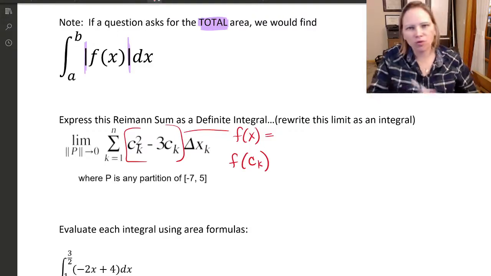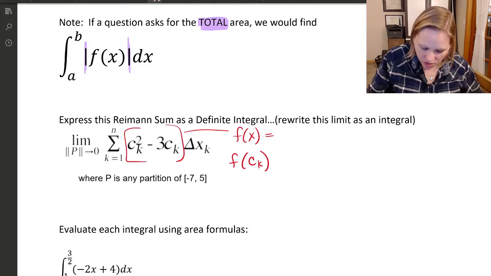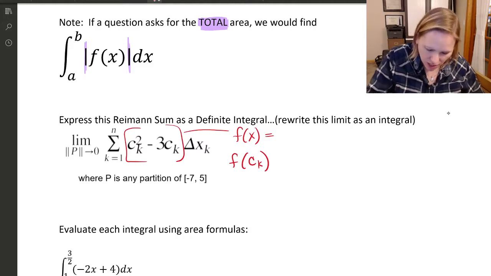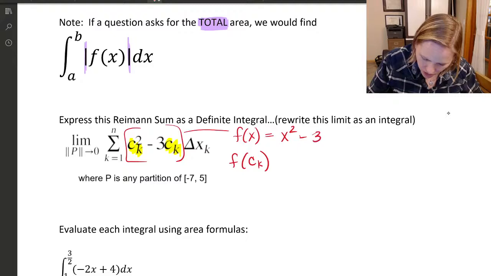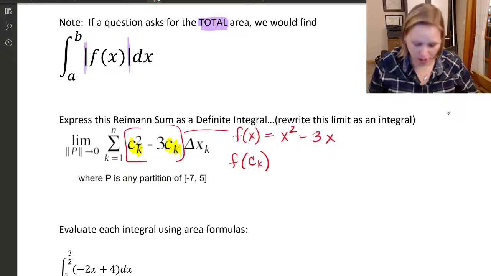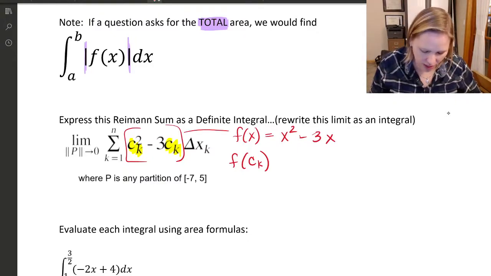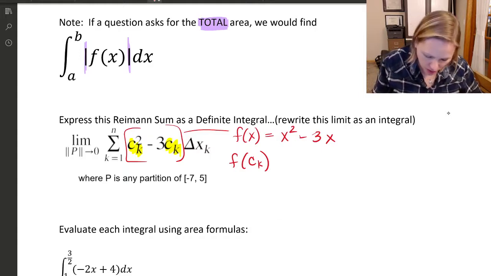So you have to kind of pull from that the original function. It's essentially, you get rid of the c sub k, and you just write the c sub k as an x. That's literally all you do. So it becomes x squared minus 3x. That's the function. And then it says, okay, we want to evaluate this over a partition from -7 to 5.